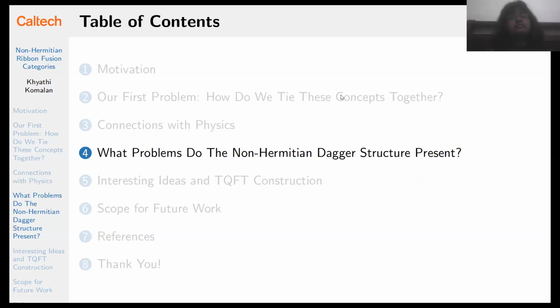So now it's important to understand why exactly having a non-Hermitian dagger structure is annoying, and why it would be more ideal to have a Hermitian dagger structure, and what kind of problems these present, so we know exactly how to circumvent it and work around it.